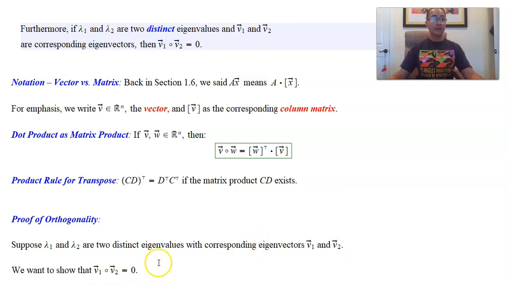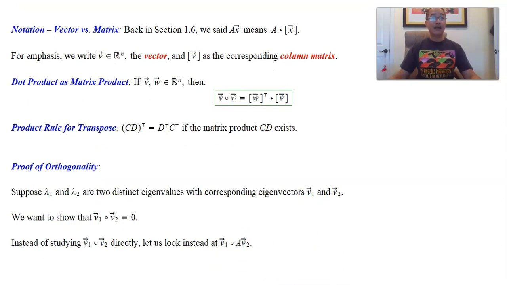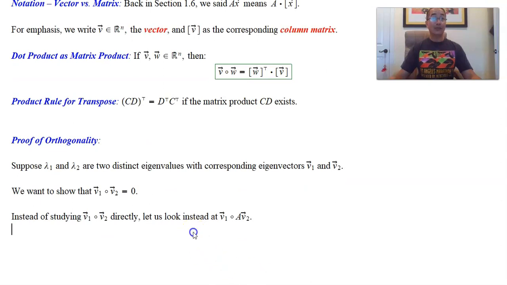We want to show that their dot product is 0. Okay, I was hiding that a little bit. Instead of looking at the dot product directly, we are going to look at something else. We will look at V1 dot AV2. And you're going to find out in a little bit why that is the right thing to look at.